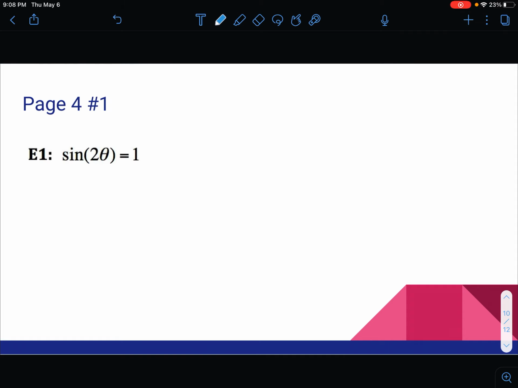Okay, hopefully those review problems went okay, and we're going to just do 2 more problems together, and then we'll be all done. So this is saying sine of some angle is 1. And actually with this one, let's change this to a cosine. So we're on page 4, number 1, change this to cosine of 2 theta equals 1, because the next one we're going to do is sine as well. So let's change this to cosine.